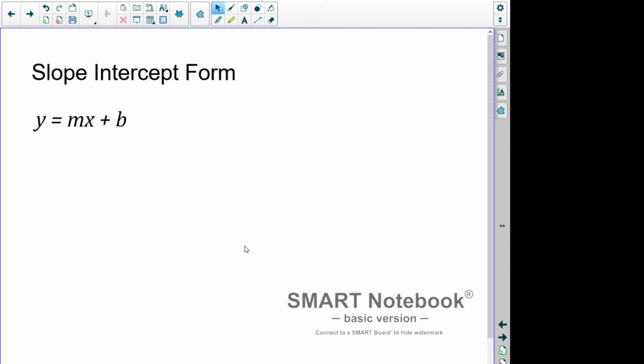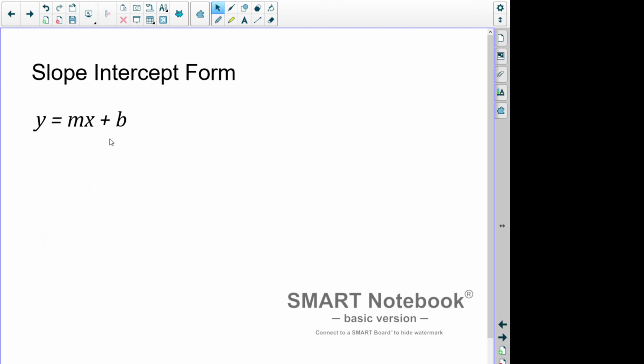Our b value represents where the line crosses the y-axis. Sometimes that's written just as a number, so we would say b equals 4, which means it crosses the y-axis at the point (0, 4). And sometimes we talk about that b as a coordinate, so we would say the y-intercept is (0, 4). The problem is that sometimes we're not given the equations in this form.